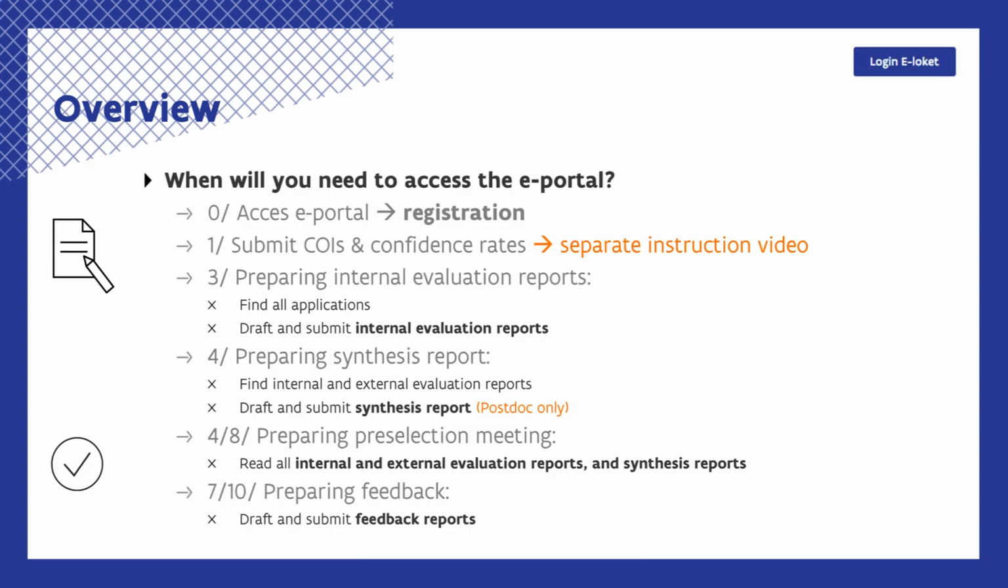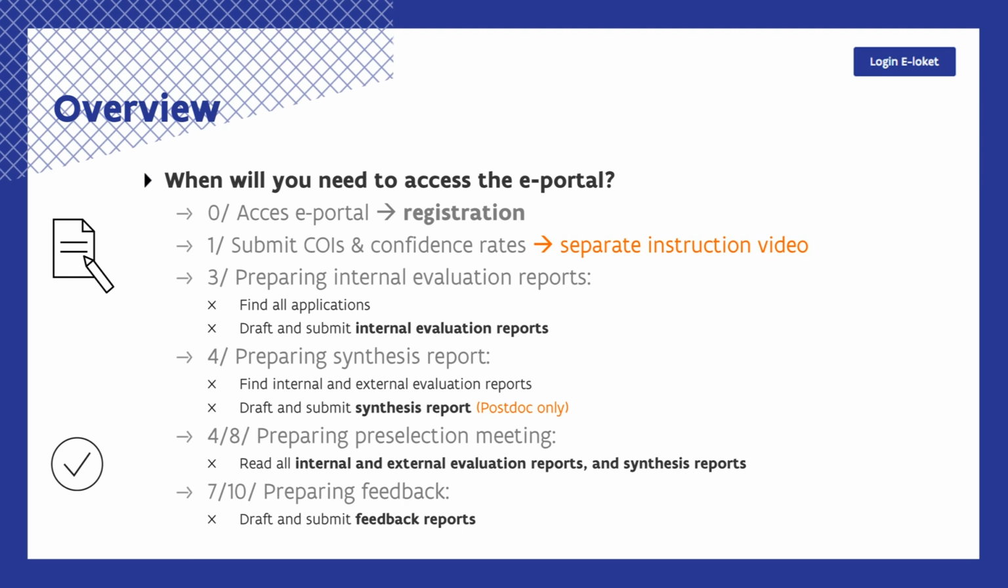This slide provides an overview of the different times you need to access the e-portal, along with the actions you need to perform or the documents you need to submit. First, you must be registered with the FWO to gain access to the e-portal. Secondly, you should submit your conflicts of interest and confidence rates. A separate instructional video guides you through this step.